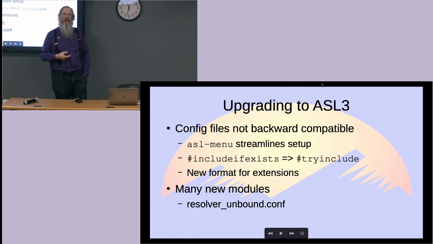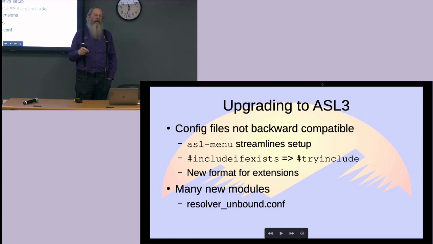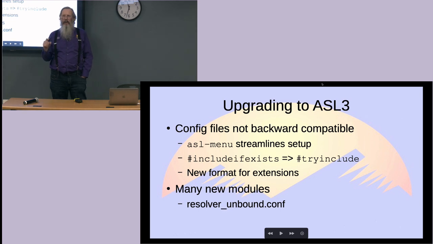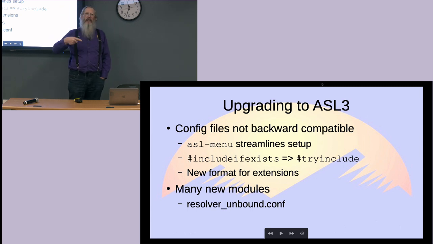So the one big change with ASL3 is that the configuration files for the new version are not backwards compatible with the older ones. So they do provide a script called ASL menu that you can use to do that initial configuration. But basically you need to do a fresh install if you want to upgrade between an older ASL version and a newer one.